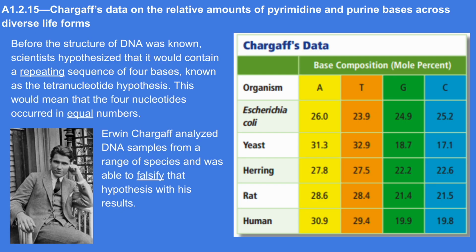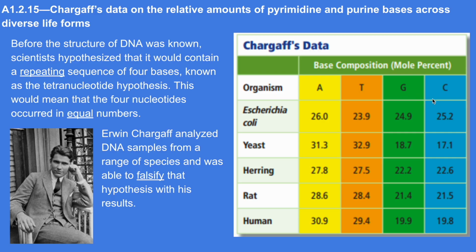Now, before Chargaff took his data, scientists hypothesized that DNA would have a repeating sequence of 4 bases known as the tetranucleotide hypothesis. ATGC, ATGC, ATGC. This would mean that the 4 nucleotides occurred in equal numbers. And so when Chargaff analyzed DNA samples from a range of species, he was able to falsify that hypothesis with his results. And he noticed, no, there is not the same number of each base.